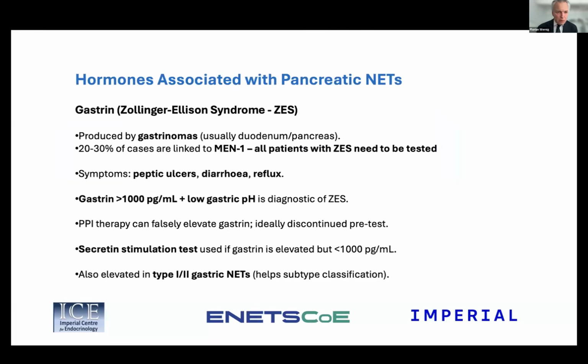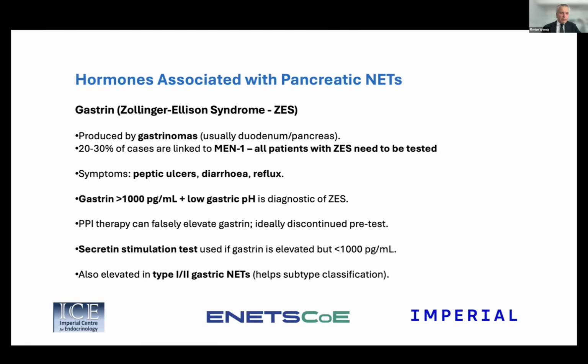Now, other hormones released by pancreatic neuroendocrine tumors are hormones such as gastrin, leading to Zollinger-Ellison syndrome. So gastrin is produced by gastrinoma, which is usually in the duodenum or pancreas. And it's important to remember that 20 or 30% of those tumors are related to MEN1, multiple endocrine neoplasia type 1. That means that all patients diagnosed with Zollinger-Ellison syndrome or gastrinoma need to have genetic testing.